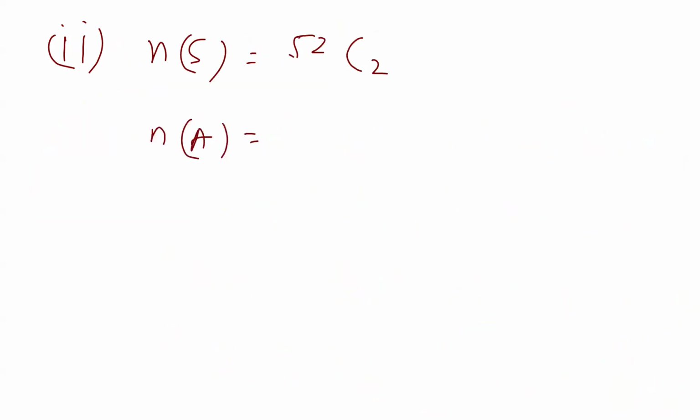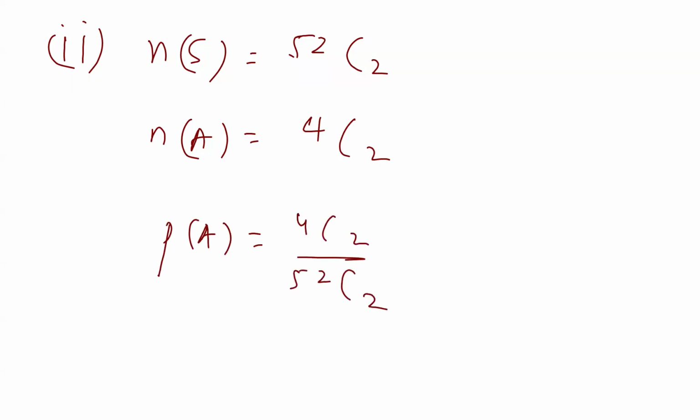Next problem, sub question 2. Two cards are drawn from a well shuffled pack of 52 cards. Okay, show that the chance of drawing two aces is 1 upon 221. So N of S is equal to 52C2 because we are drawing the two cards at once. N of A: the two cards should be aces. So there are four aces. So P of A is equal to 4C2 upon 52C2. You can check whether this is 1 upon 221. Okay. Question number 3.